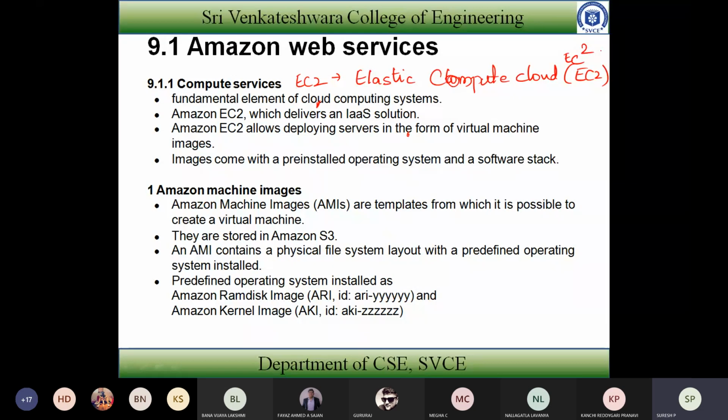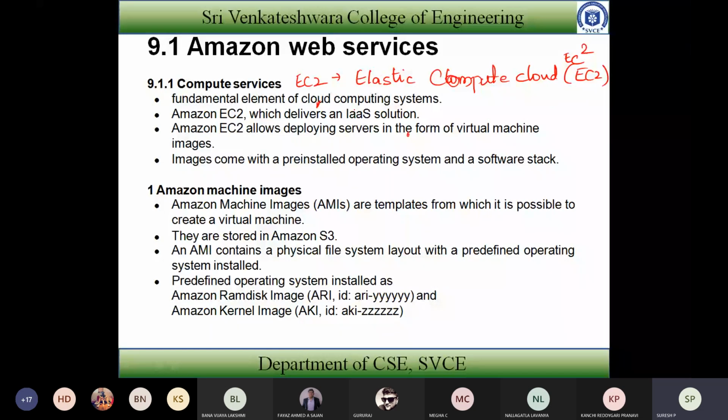Now, I already explained how we deploy the instances through Amazon Web Services. This particular type of service is basically the fundamental element of cloud computing system. So whenever you are going to have Amazon EC2, what it is going to provide is the infrastructure as a service solution.